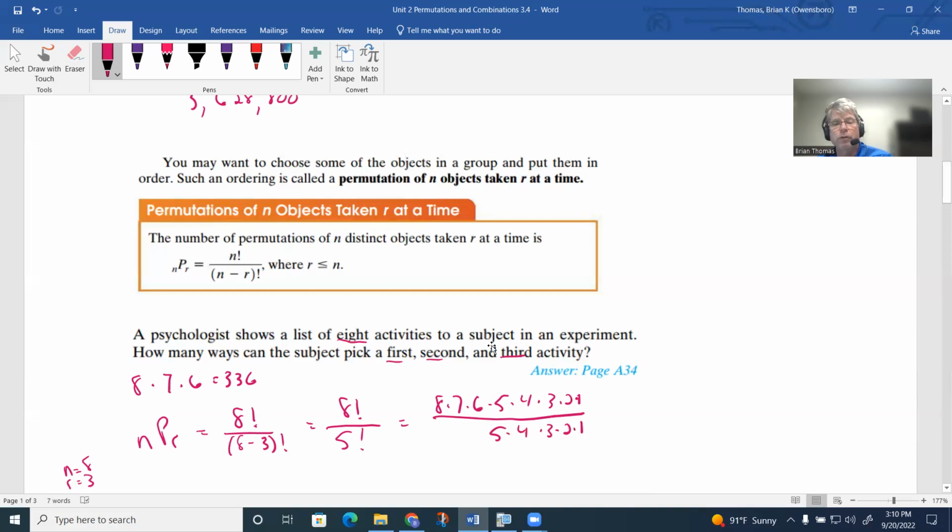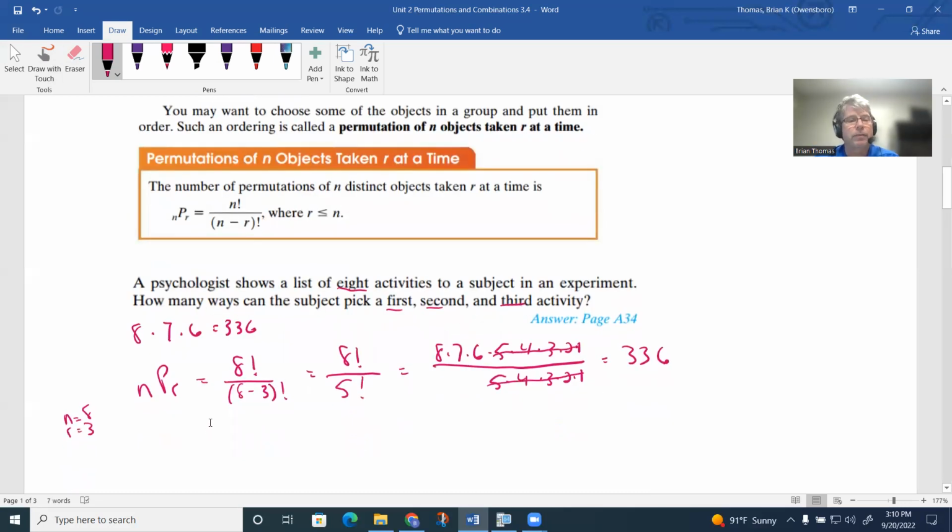So if you use the formula, notice that the 5 times 4 times 3 times 2 times 1 are alike on the top and bottom. Notice how that gets me back to this 8 times 7 times 6. So using the formula really gets me to the same spot, 336. So I can do it without the formula, 8 times 7 times 6, or if I use the formula, I get that.